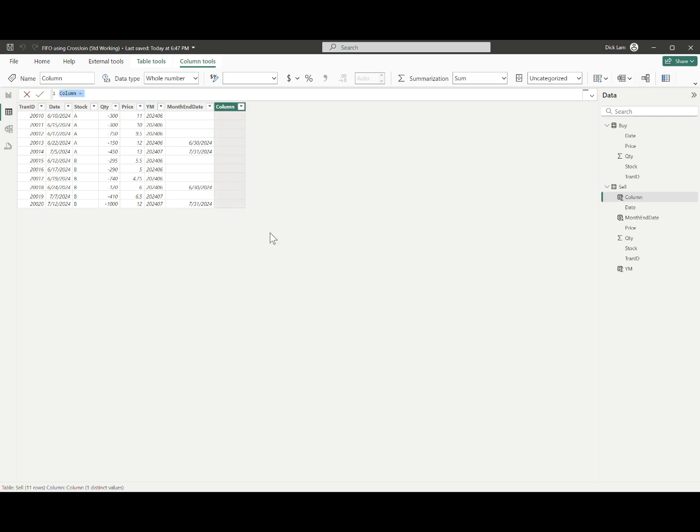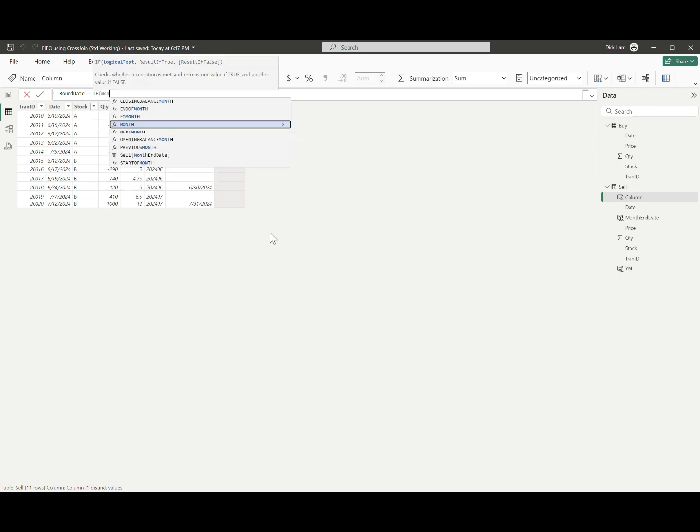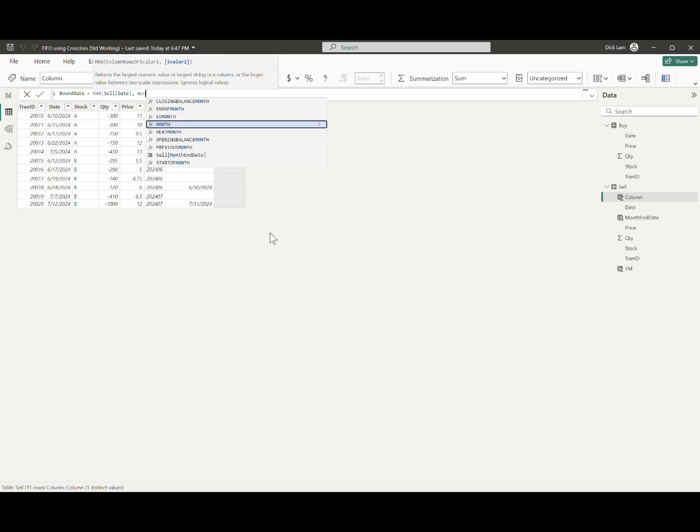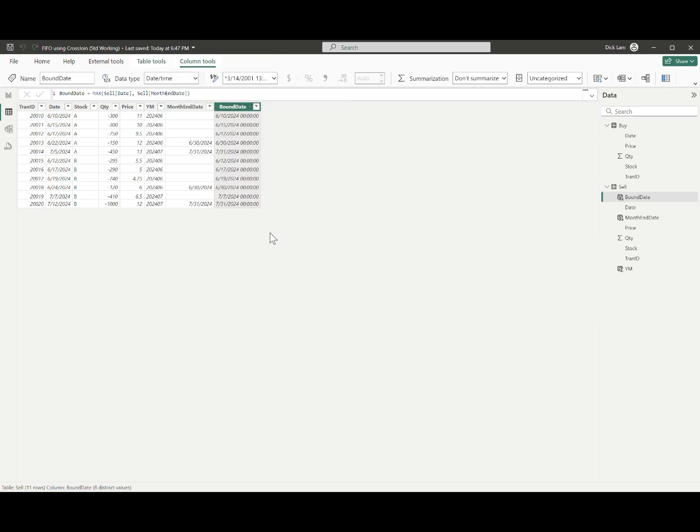Now I create another column, which is used for extracting buy-in transactions for the particular sales transaction. I call it bound day. I should use the max of the transaction day and the month-end date. That means if we have the month-end date, of course it will take the month-end date. Otherwise, it will take the transaction date. Bear with me for a minute. When we go to the next step, you will have the full picture of why I need this column. Of course, ultimately the bound day column.